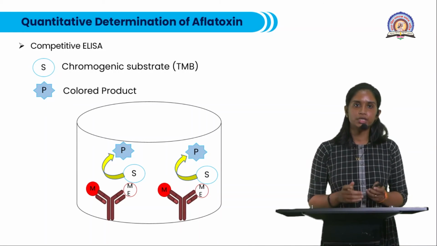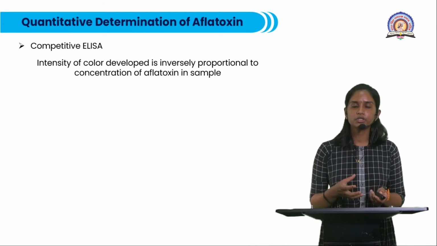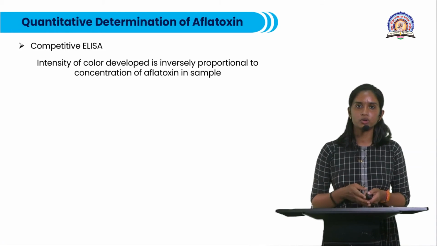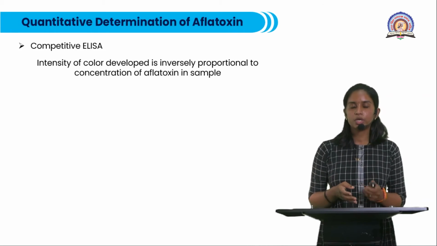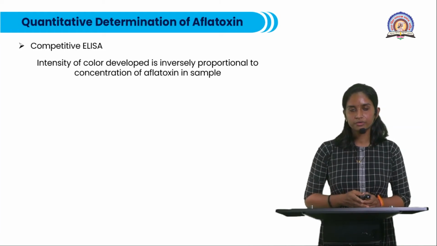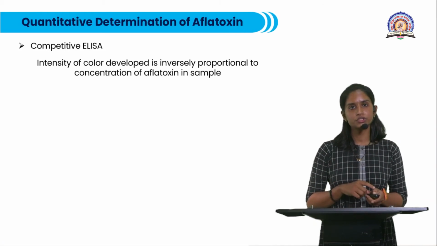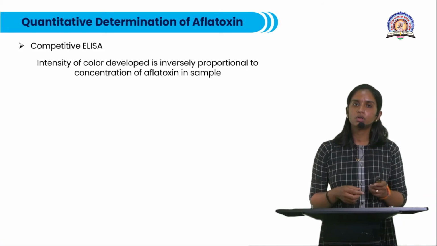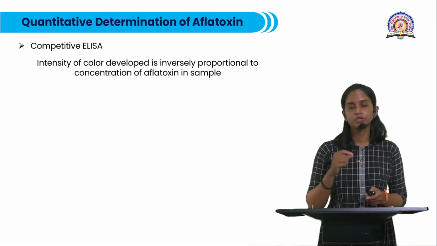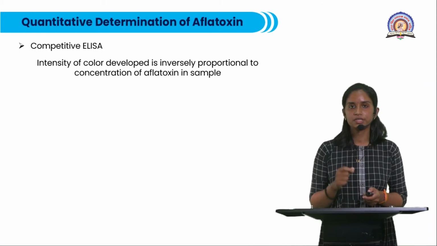Now how will you correlate this with the concentration of aflatoxin present in the food sample? The intensity of the color that develops in the microtiter plate is inversely proportional to the concentration of aflatoxin present in the sample. Whenever we perform quantitative determination, we first prepare a standard graph. A standard graph has optical density on the y-axis and concentration on the x-axis. When you extrapolate the optical density of your unknown solution on this standard graph, you directly get the concentration of solute present in your sample. Similarly, we are going to do it in this case also.